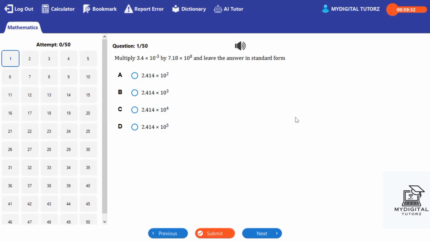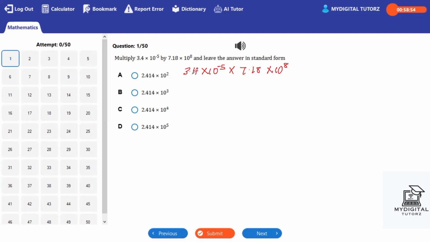The first question says: multiply 3.4 times 10 raised to power minus 5 by 7.18 times 10 raised to power 8 and leave the answer in standard form. So here we are asked to multiply 3.4 times 10 raised to power minus 5 by 7.18 times 10 raised to power 8 and leave our answer in standard form. So how do we tackle this type of question?